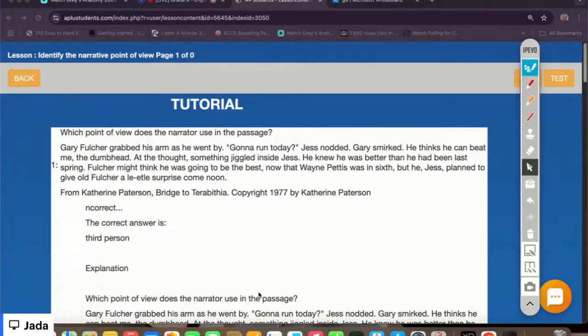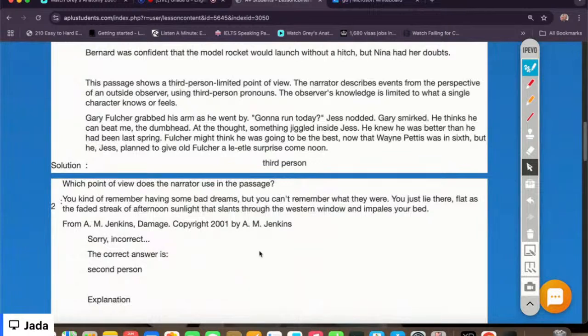Now, if you look at this, this is referring to what? So this is in third person, okay? As you can see, the observer's knowledge is limited to what a single character knows. So this is basically in third person, okay?